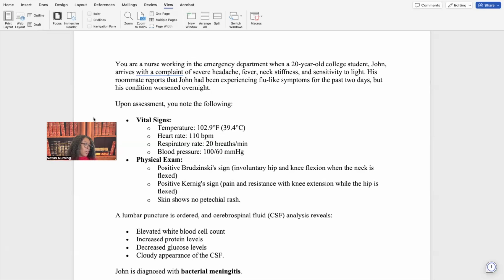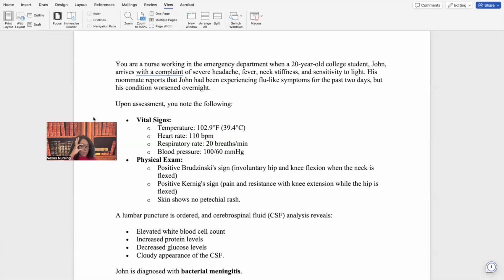A nurse is caring for a patient with bacterial meningitis. This is your patient, right? Which intervention would the nurse prioritize? Here are your options. 1, administering antibiotics within 60 minutes of arrival. 2, placing the patient in protective isolation. 3, elevating the head of the bed 90 degrees. Or 4, encouraging oral fluids to maintain hydration.